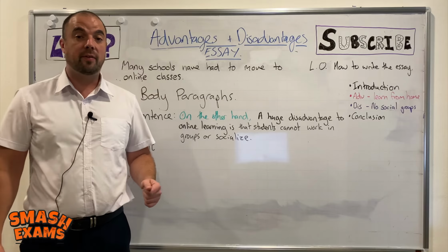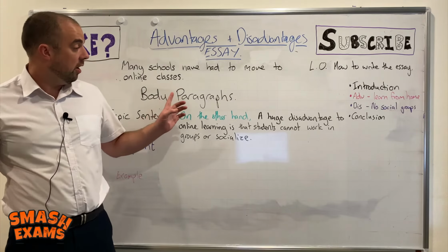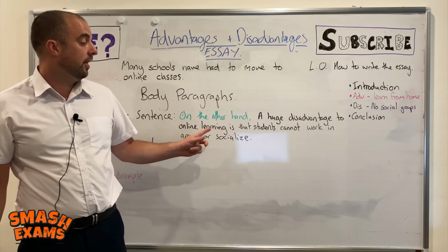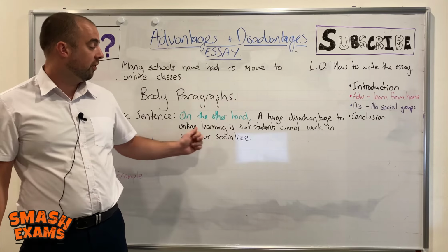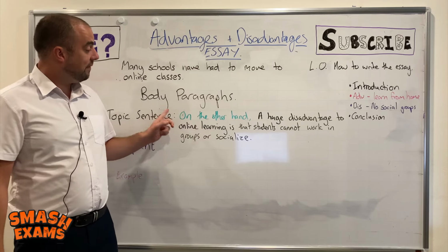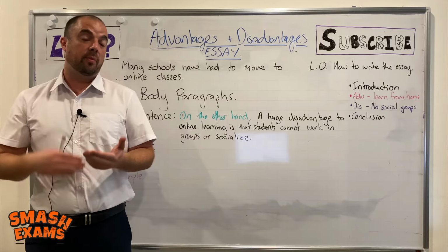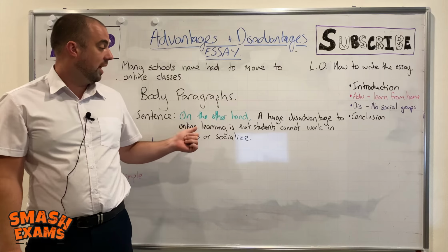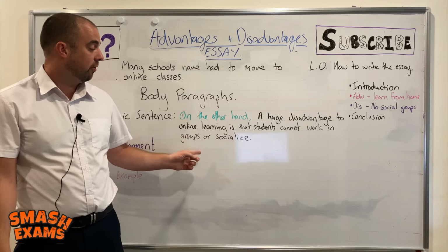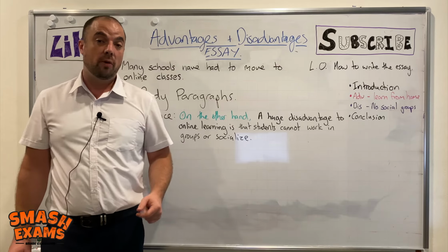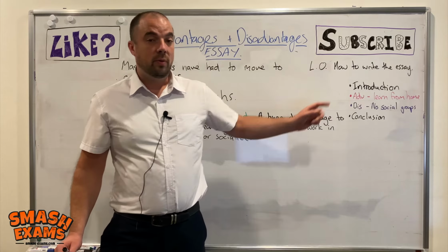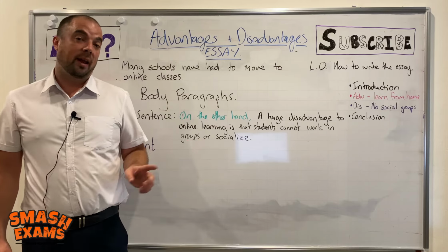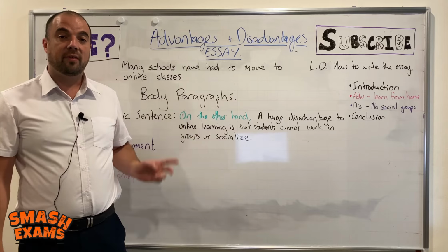So my topic sentence for this paragraph is, a huge disadvantage to online learning is that students cannot work in groups or socialize. As you can see, I've added a linking word that links it to the previous paragraph. So, on the other hand, a huge disadvantage to online learning is that students cannot work in groups or socialize. And as you know from the plan, we know exactly what we're going to write. Okay, let's develop this sentence a little bit more.